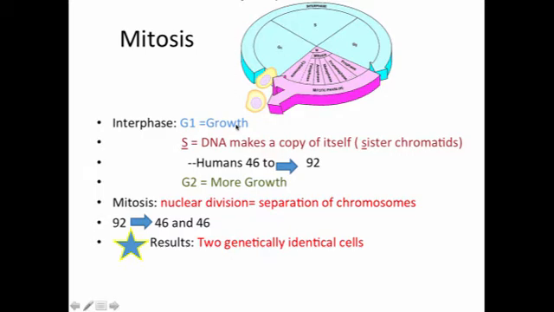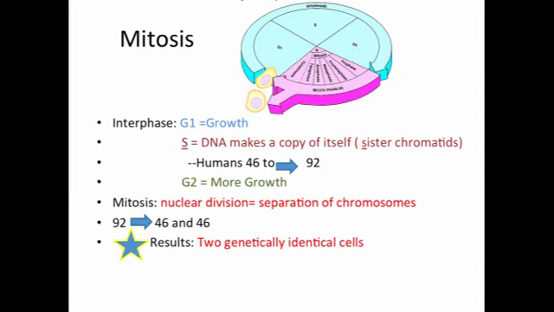So G1 is for growth. S is where DNA makes a copy of itself. In humans, for example, you go from 46 chromosomes to 92. Then you have G2, which is more growth. Then you have mitosis, which is the nuclear material, or the separation of our chromosomes. We're going to take those 92 chromosomes and put them into two cells of 46. Your end result, star this, the most important part, you end up with two genetically identical cells.